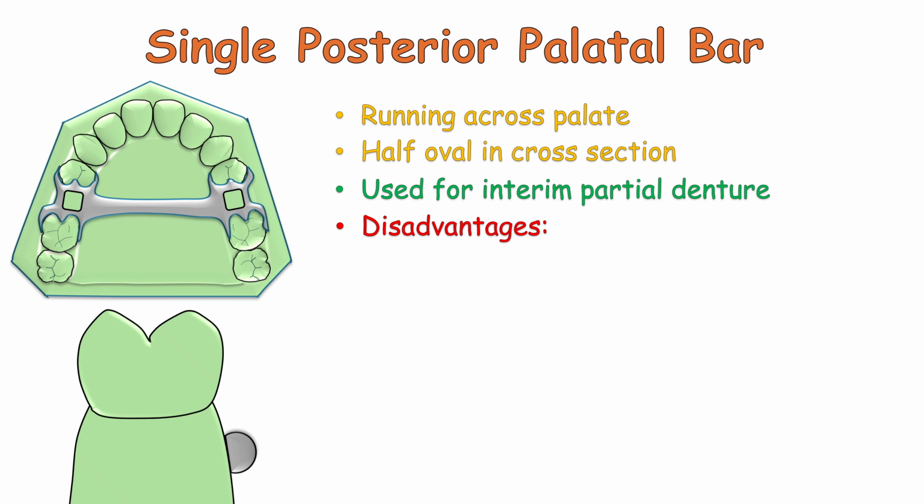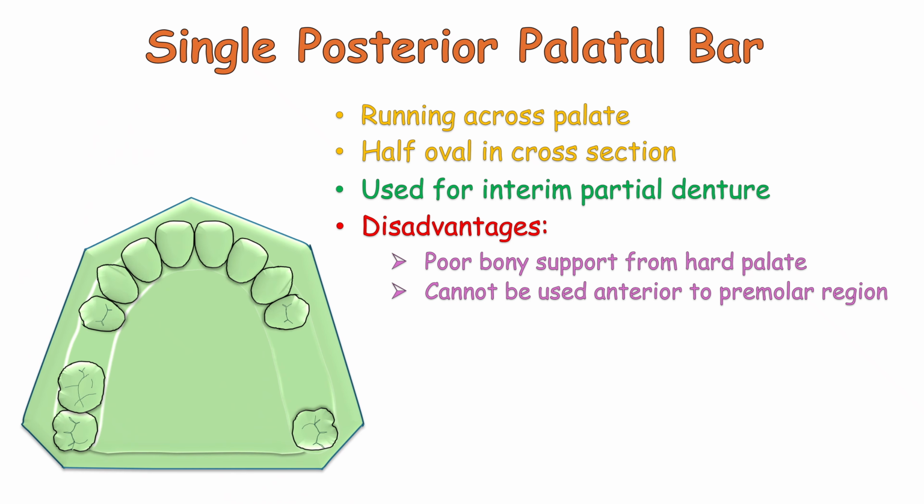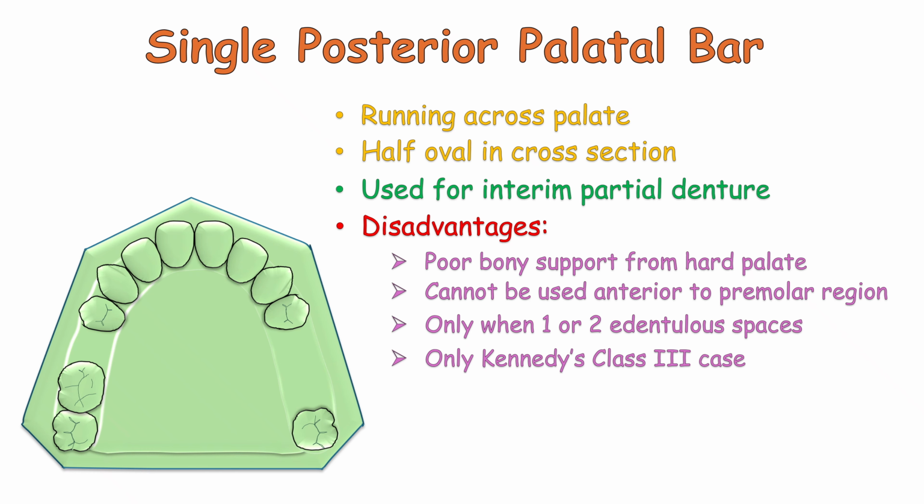The main disadvantages are that there is poor bony support from the hard palate. In this case, there is a narrow anterior posterior width, so there is lack of vertical support. To improve vertical support, we can add many rests. It cannot be used anterior to the premolar region due to tongue interference. It is used only when there are 1 or 2 edentulous spaces. It is used mainly in Kennedy's class 3 cases.